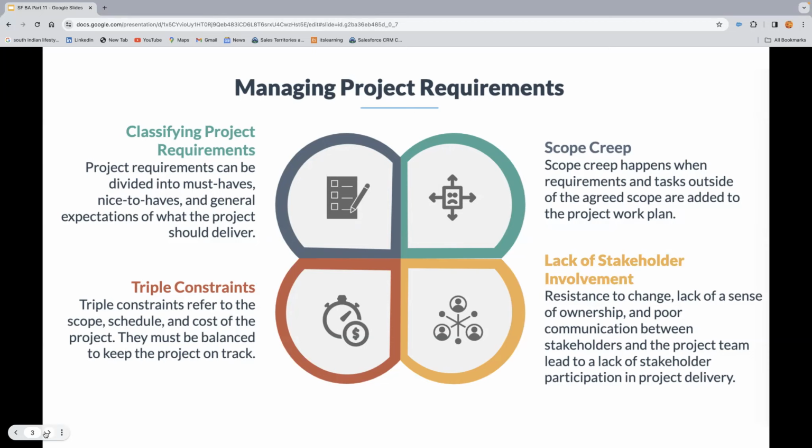Scope creep. Scope creep happens when requirements and tasks outside of the agreed scope are added to the project work plan. Lack of stakeholders' involvement. Resistance to change, lack of a sense of ownership, and poor communication between stakeholders and the project teams lead to a lack of stakeholders' participation in project delivery.